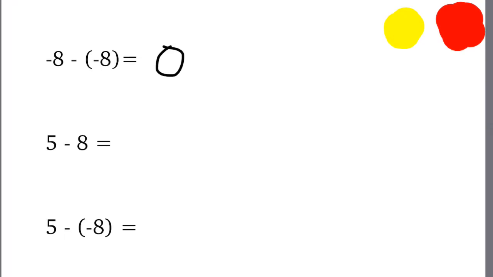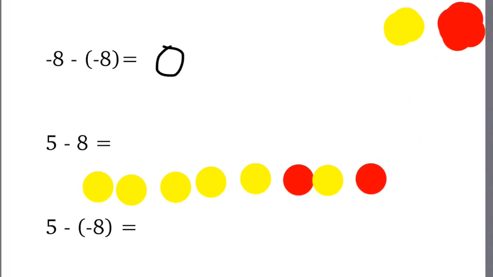Hopefully everybody had a chance to try this problem on our desk. So for this problem, we are starting with 5 positive counters. 2, 3, 4, 5. And we are taking away 8 positive counters. But we only have 5. So we are going to use 3 zero pairs so that we have 8 counters that are positive on our desk. Now we can take away 8 positives.